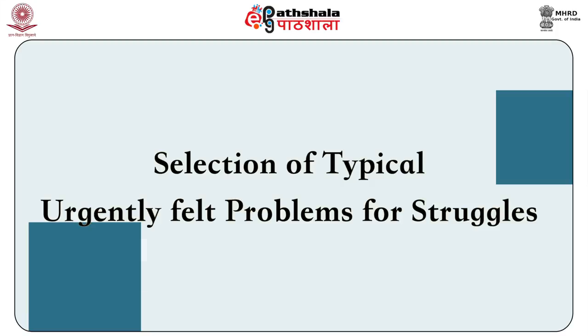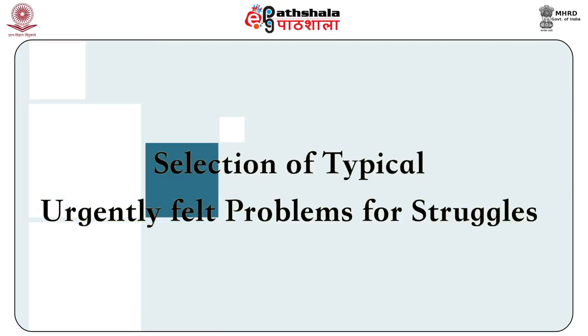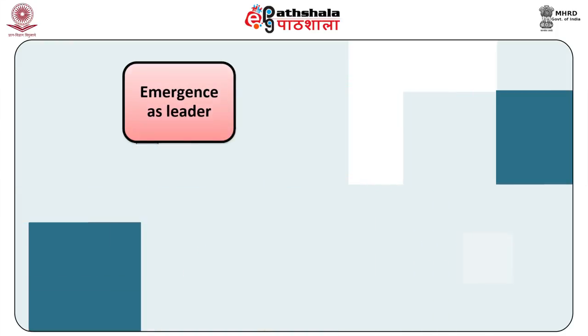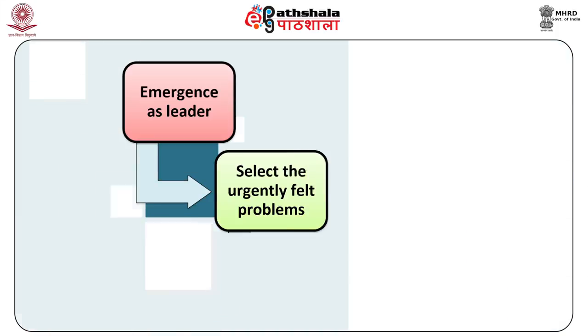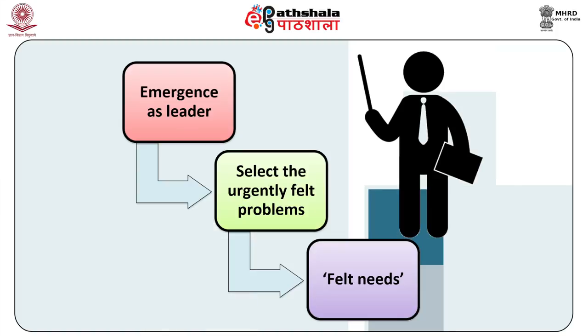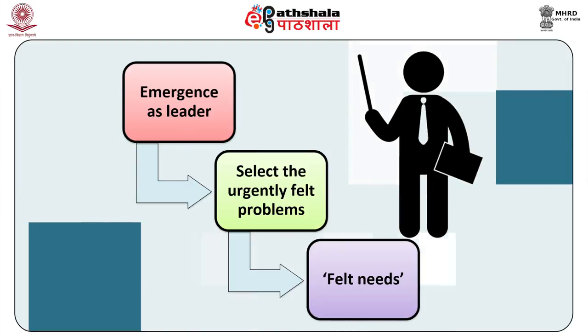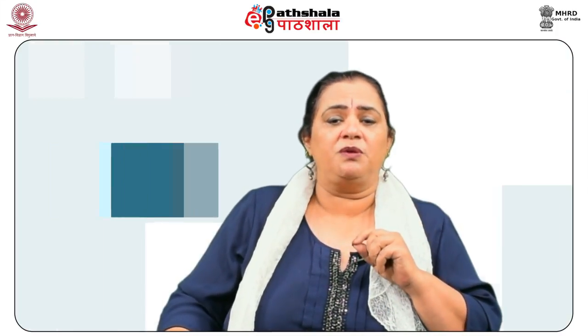The third way of creating credibility is selection of typical, urgently felt problems for struggles. Gandhi had not made such a mark in Indian politics when he formally started the non-cooperation movement in 1921. Barely 2 years had passed since he had entered Indian politics. His emergence as a leader within so short a time can be explained by his ability to select the urgently felt problems of the people. This is very much akin to the concept of felt needs in community organization. The leaders gain credibility if they stress the felt needs of the people.